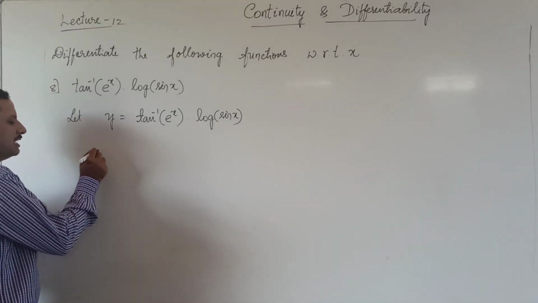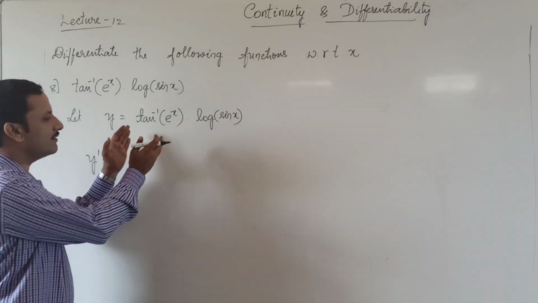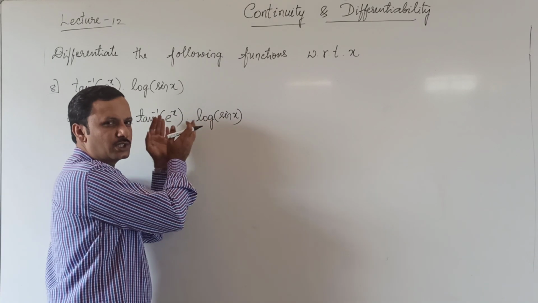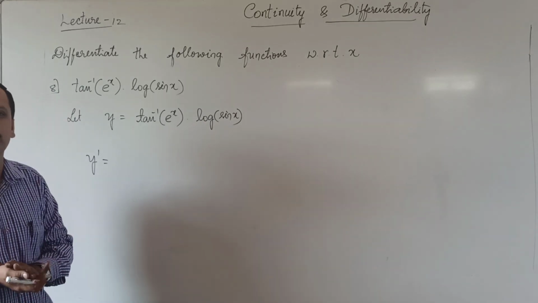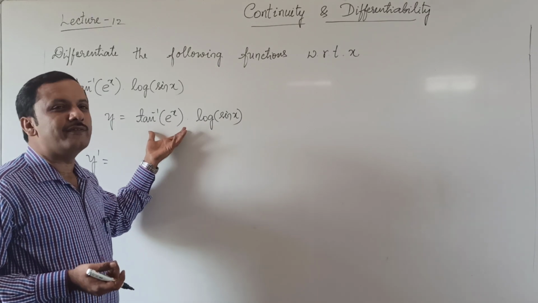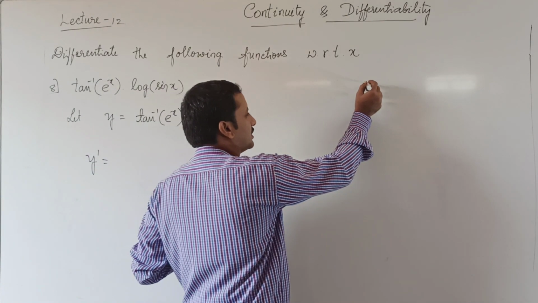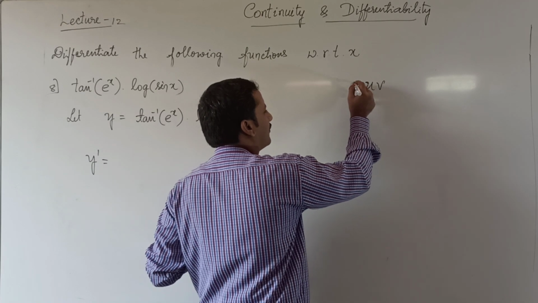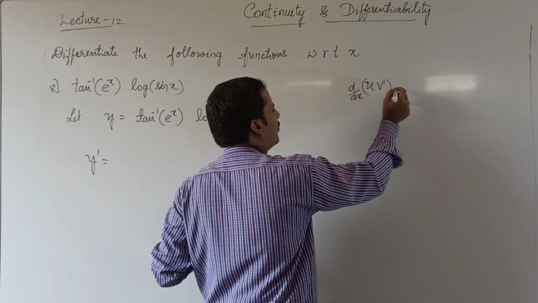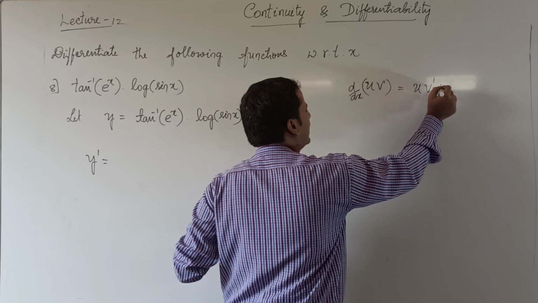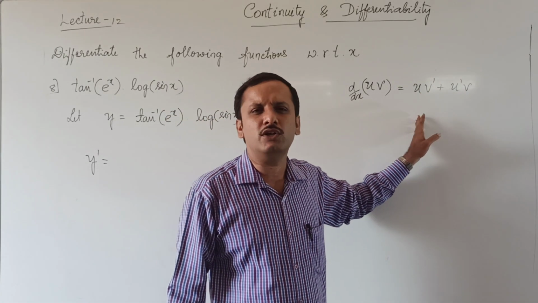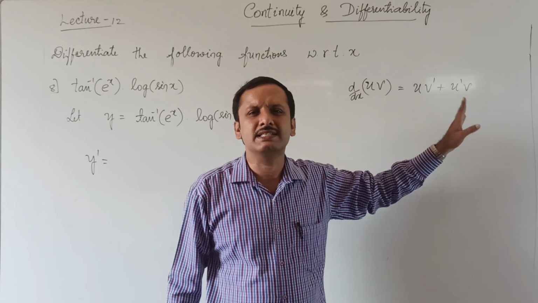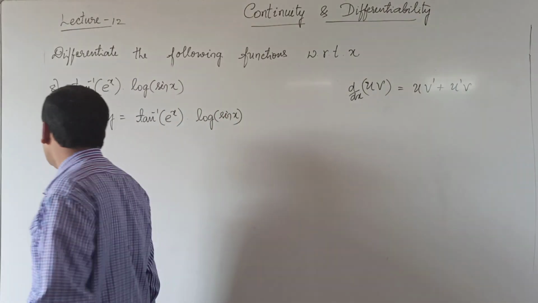So y dash is equal to, by the product rule, I will call this the first function and this the second function. Now, if you want, you can reverse it also, no problem. So how do we differentiate the product of two functions? If I have u v and I want to differentiate, d by dx of u v is equal to u into v dash plus u dash into v. That is, first function into derivative of the second, plus second function into derivative of the first.